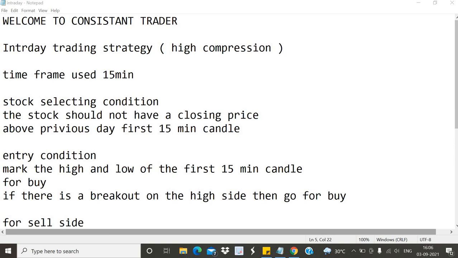The entire day, no 15 minutes candle should close above the high or below the low of the first 15 minutes candle. If the stock is like that, then we can select the stock and add it to our watch list. I'll explain it in the chart so that it will be easily understandable.